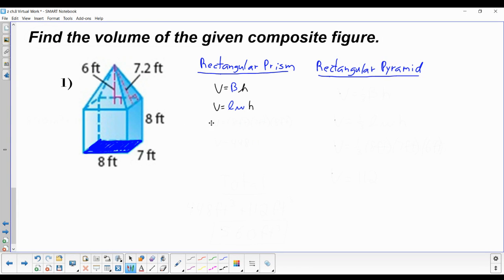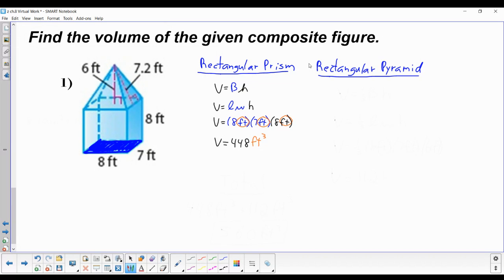Step 2, plug in. When I go to plug in, the length of the rectangular base is 8 feet. The width of the rectangular base is 7 feet. And the height of the prism is 8 feet. The third step is to solve, and since it's all multiplication, we can just multiply. Volume is equal to 8 times 7 times 8, and you get 448. And feet times feet times feet is feet cubed.